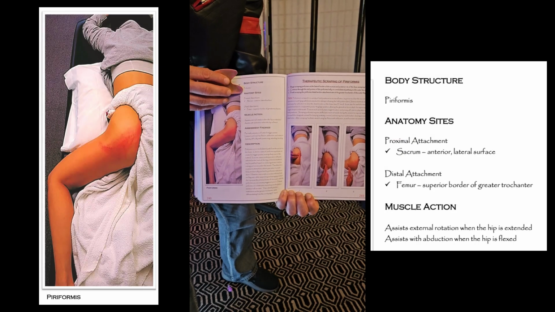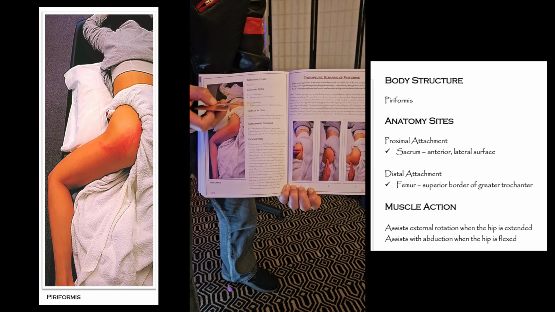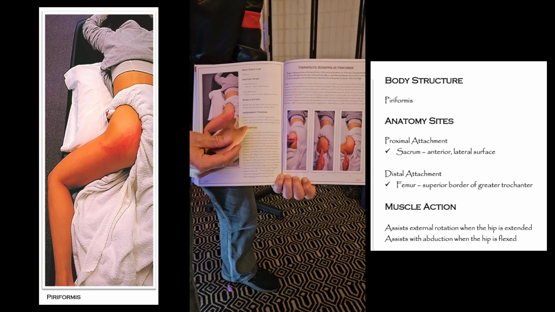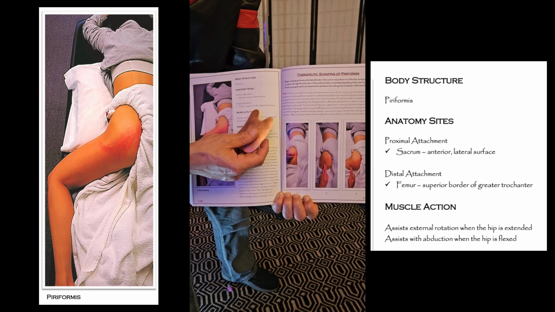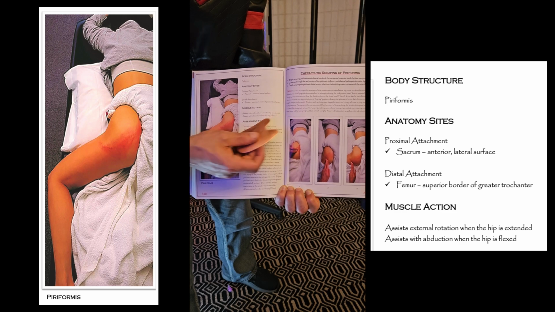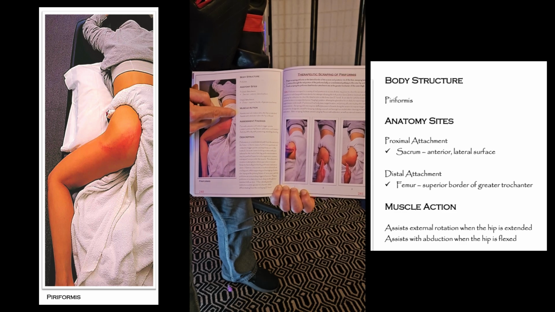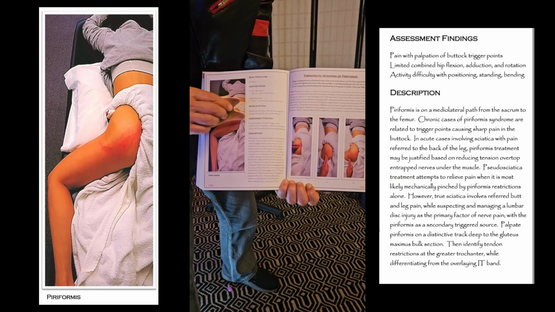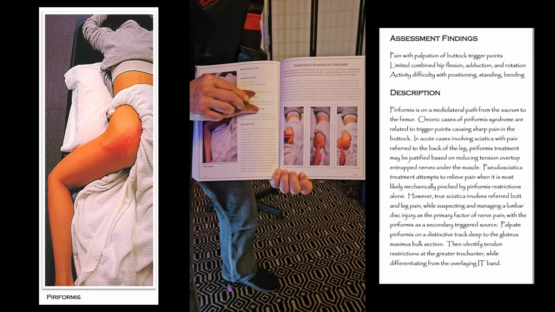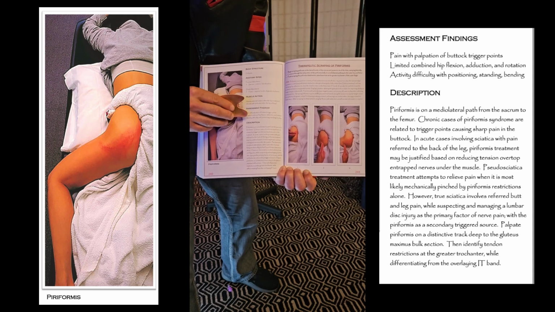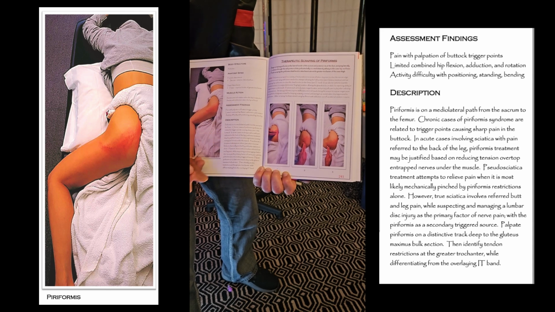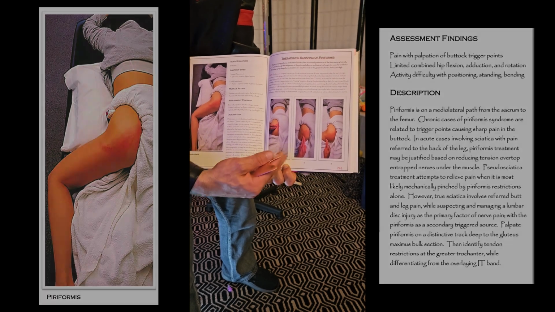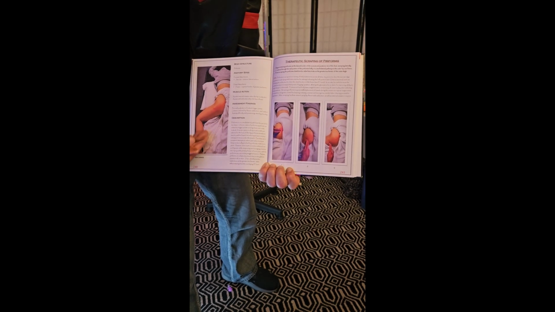We have our piriformis with anatomical sites at the sacrum, along the anterior lateral surface, and its distal attachment is at the femur, along the superior border of the greater trochanter. It discusses muscle action, such as assisting with external rotation of the hip. It discusses assessment findings, such as pain with palpation of buttock trigger points. And it provides a description of injury syndromes that tend to be associated with, in this case, the piriformis. Each of the 50 other demonstrations is laid out the same exact way.